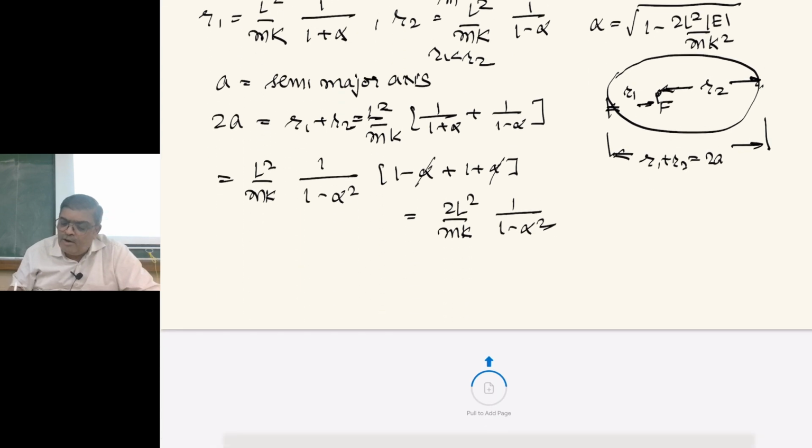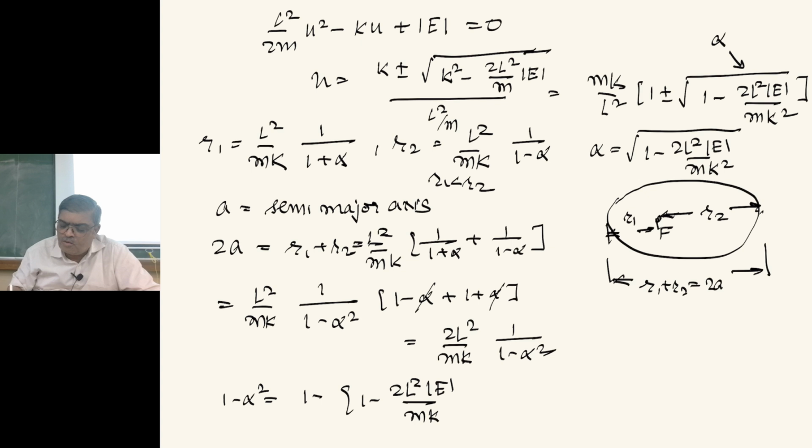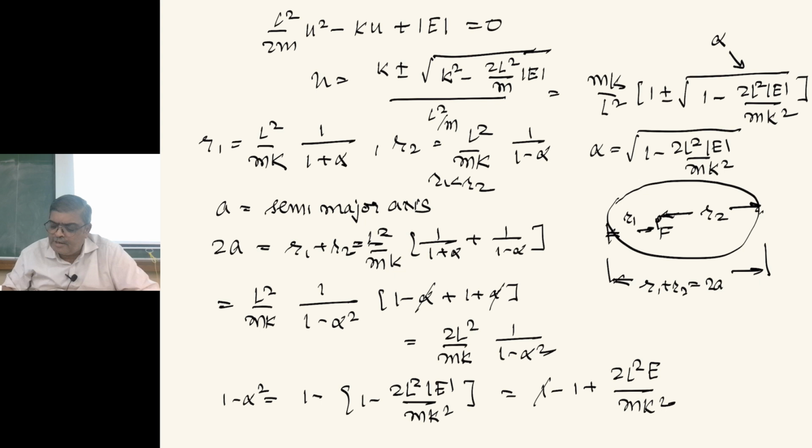Let's try to calculate what this quantity is. 1 minus alpha squared is equal to 1 minus the square of that, which is 1 minus twice L squared modulus of E divided by m k squared. So I'll open the bracket, and I get 1 minus 1 plus twice L squared E divided by m k squared, and the ones cancel out. So this is just twice L squared. Oh, I should put a modulus of E here.